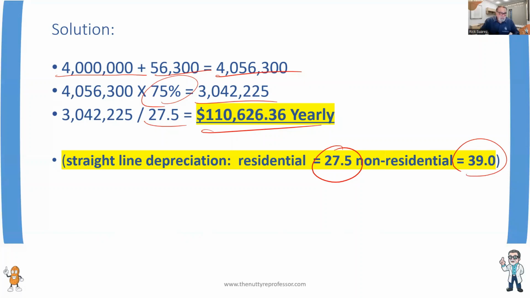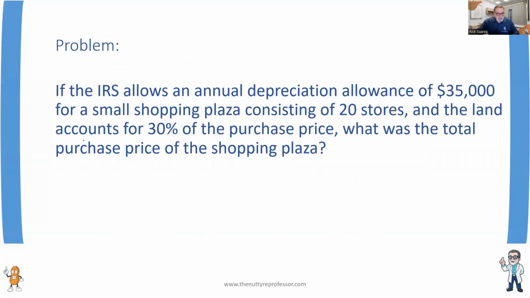Let's look at a different math problem. Here we have, if the IRS allows for an annual depreciation allowance of $35,000 for a small shopping center. So right now, if they're talking about a shopping center, it's 39.0. This has to be commercial, right? Consists of 20 stores. Again, that does not factor into our math. The land represents 30%. So now we need to concentrate on the 70%. But they're giving us what the depreciation is. So how do we figure it out? Well, we have to work it backwards.